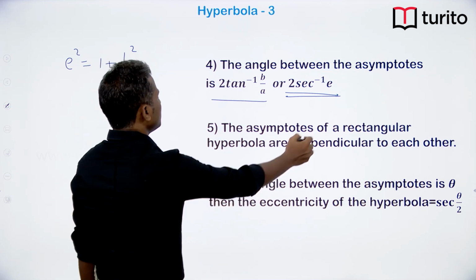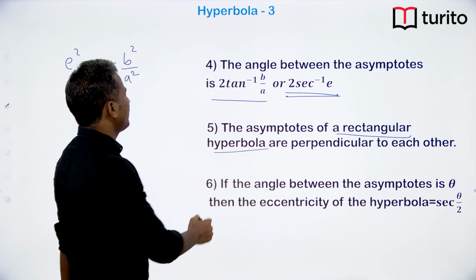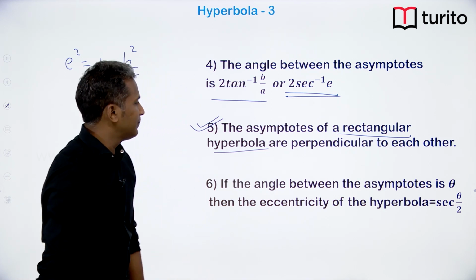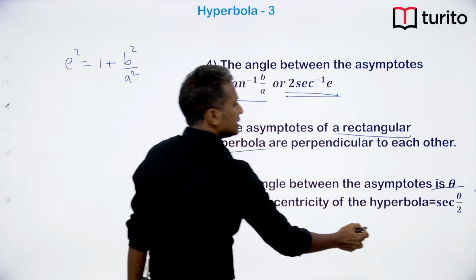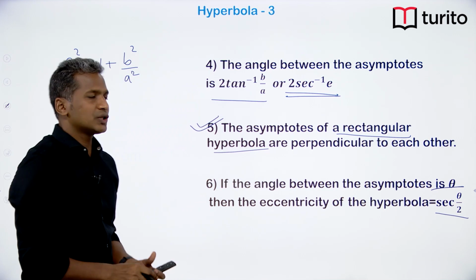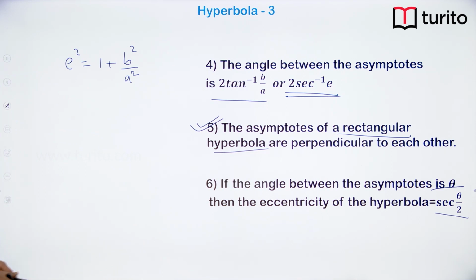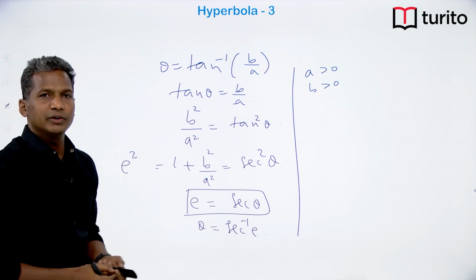Now, when it comes to the rectangular hyperbola, the asymptotes are supposed to be perpendicular. In fact, this is the point from where the definition of rectangular hyperbola starts. Next, if the angle between asymptotes is theta, then the eccentricity is basically sec theta by 2. This also we have observed in the earlier derivation. Make a note of this, and also this derivation. Can we move on now?